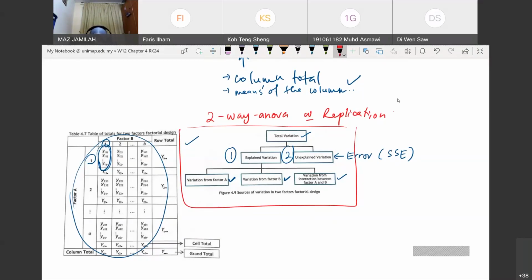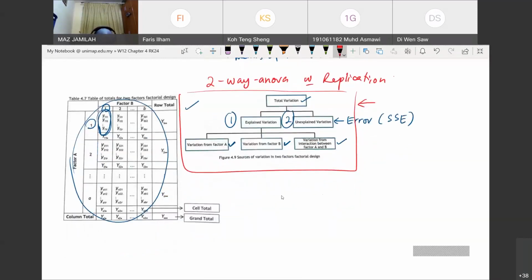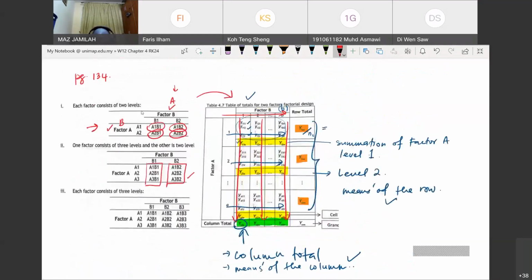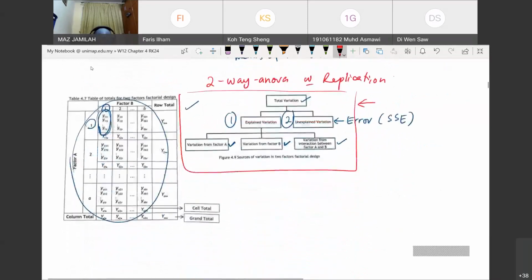And when you are talking about one-way ANOVA, how then will it differ from this particular two-way ANOVA with replication? So please have in mind the differentiation between the sources of variation for one-way ANOVA and two-way ANOVA. From the table of totals, you will have the sum total and the grand total. This is your overall total, the summation of each and every single response variable from the first one until the last.